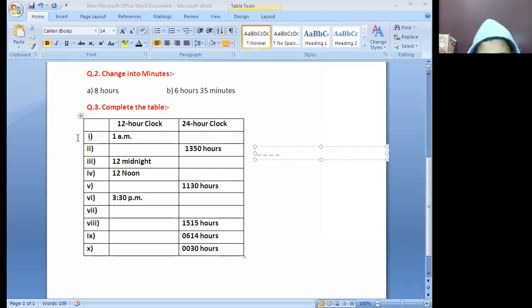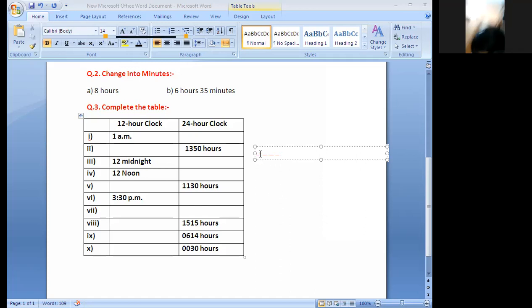So when we are talking about 1 a.m., the time is 1 a.m. So what is the hours? What are the hours given here? Hours is 13 at the time of AM. Oh, sorry, not 13. 0. You must think before speaking.